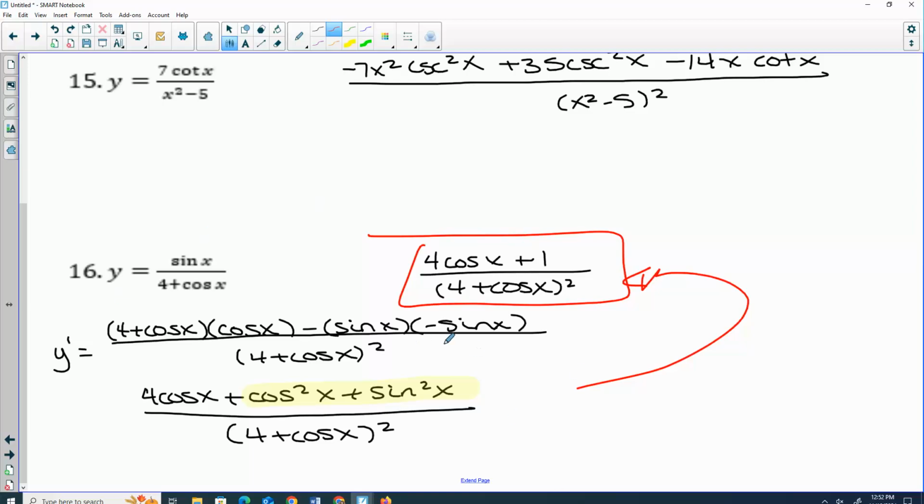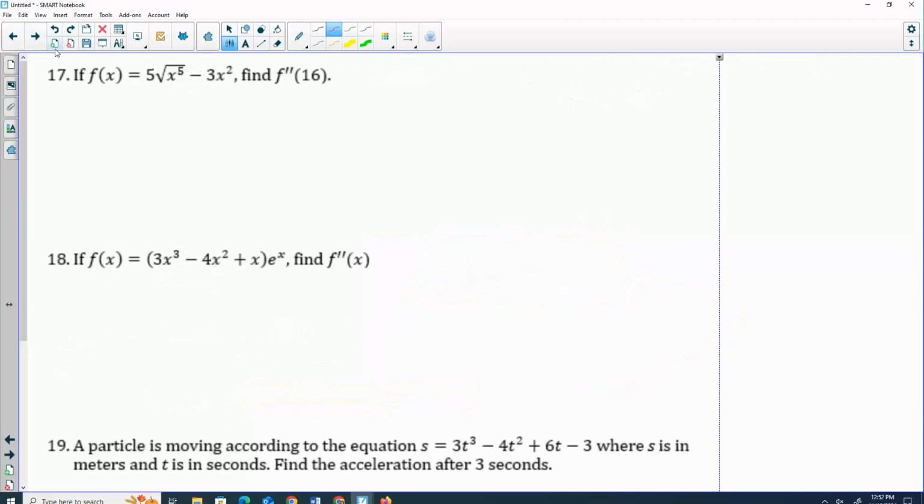Alright, do I need to work out anything else there? Okay. Number 17, you should get 69. Yep. So I don't need to work that one out.